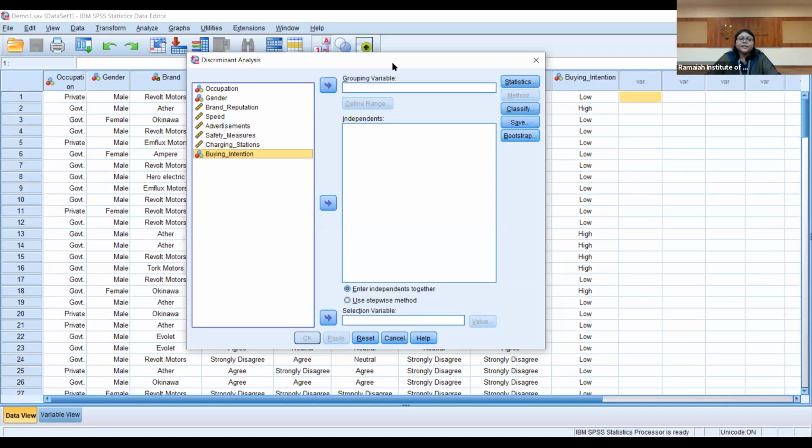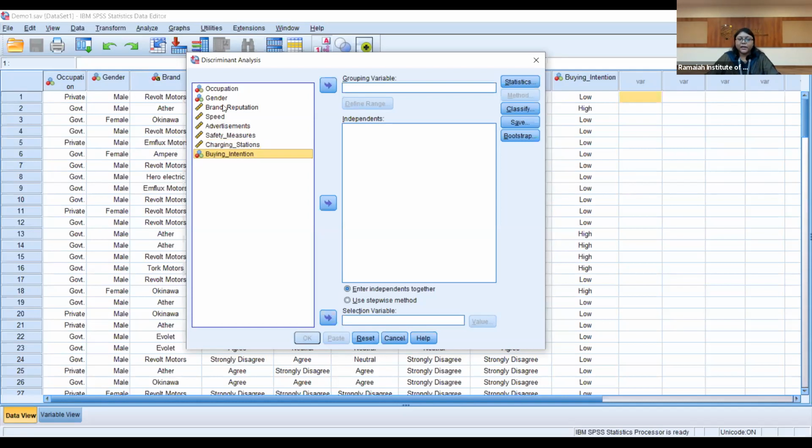Now, in this case, the grouping variable and the independent variables. I want to see the independent variables, that is brand reputation, speed, advertisements, safety measures, and charging stations. What is the impact on the buying intention? That means how many are having low buying intention, how many are having high buying intention. So I want to check which are the discriminant functions which have more impact on this buying intention. Out of these 5 independent variables, which has more impact on this buying intention.